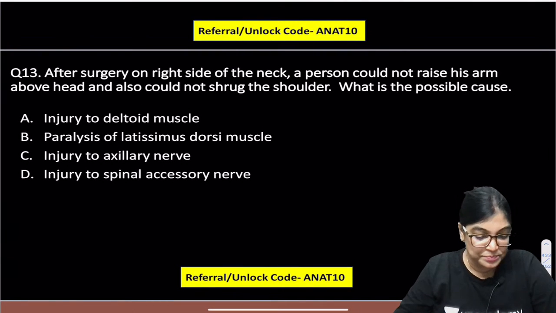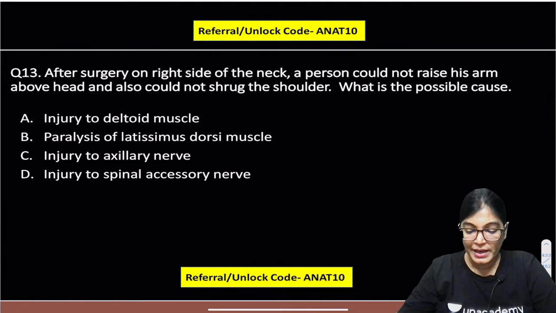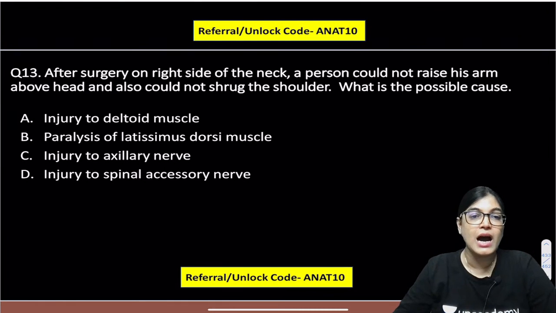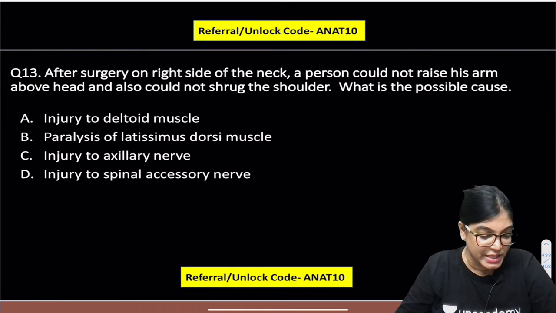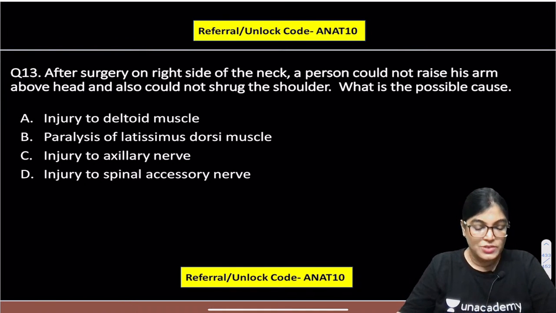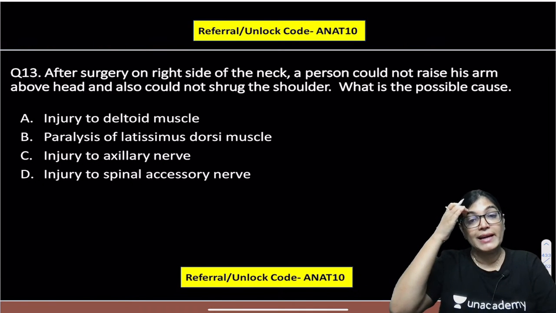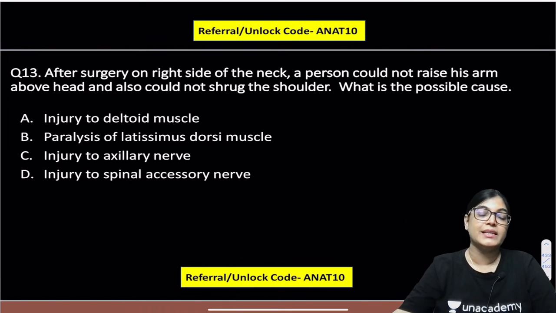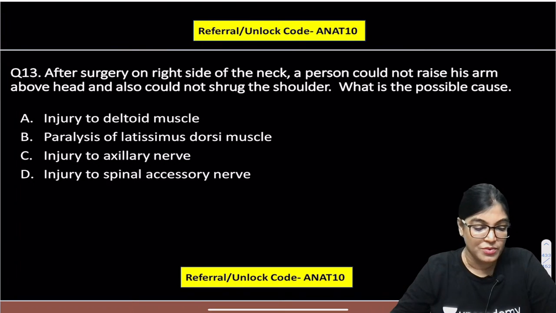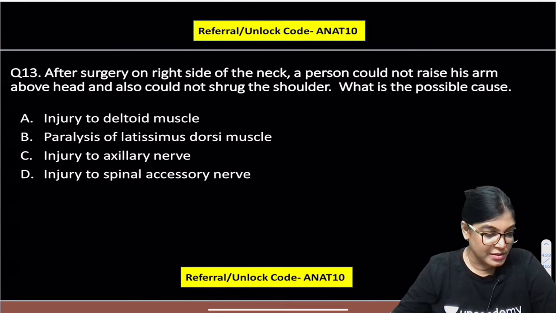After surgery on the right side of the neck, a person could not raise his arm above the head and also could not shrug the shoulder. So what is the possible reason? Injury to deltoid, paralysis of latissimus dorsi, injury to axillary nerve, injury to spinal accessory nerve. Question number 13, what is the correct answer? Mark question number 13, mark the correct answer everyone.